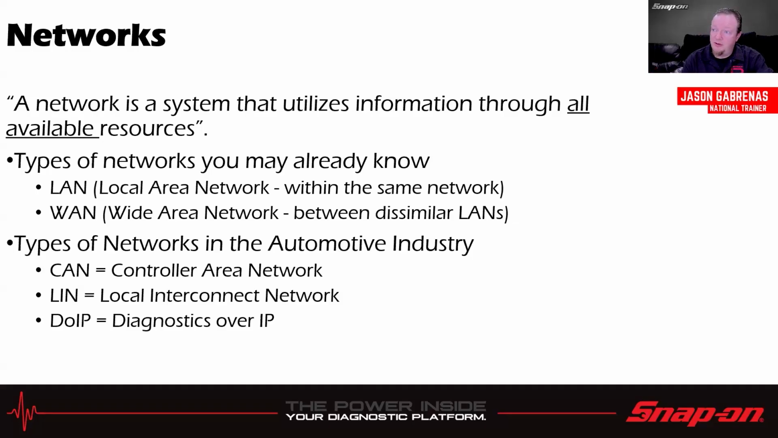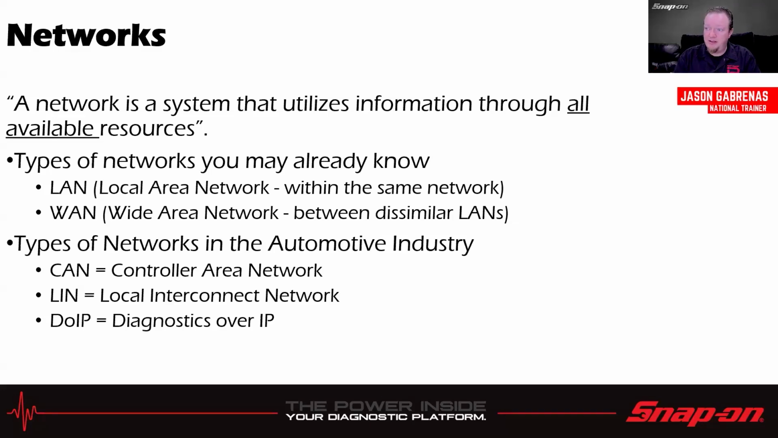So there are different types of networks you may already be aware of. LAN is a local area network. Think about that as the Wi-Fi in your shop or at your house. That's your local network, and all the connected devices are connected to it. WAN is wide area network. That's multiple different LANs connected together over a wide area. That's just a complicated way of describing the internet.